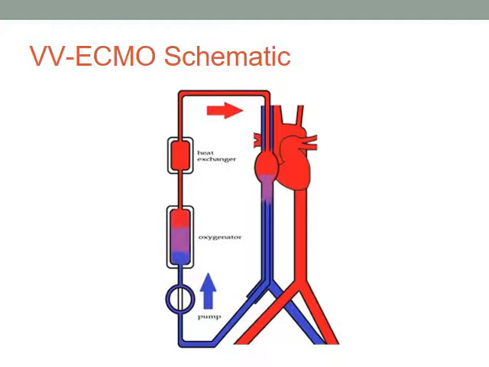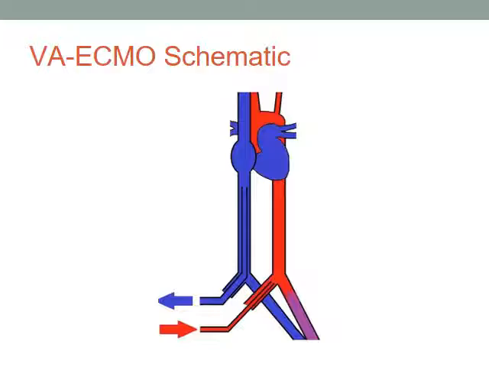Now the VA schematic here shows blood being taken out of, again, the right femoral vein, and then it's being returned, in this case, to the femoral artery, and it's going up the aorta, and we're actually perfusing the patient retrograde. So in this circumstance, the patient's being supported with blood going the wrong direction. Turns out the body doesn't really care. It doesn't really mind that that's happening, which is pretty cool. Something we'll talk a lot more about as we go on today.